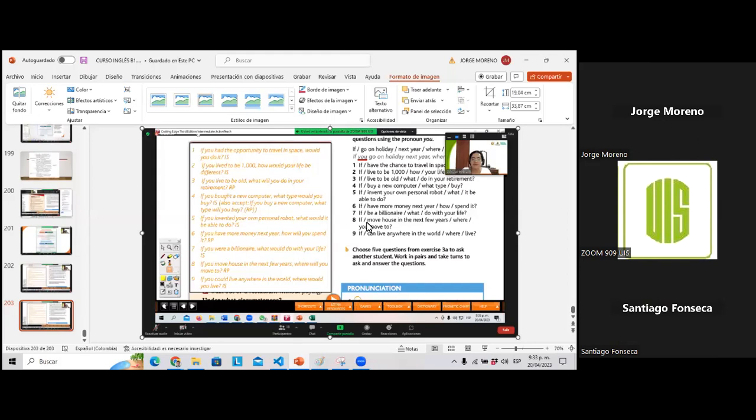Dijimos la 1, la 3, la 4, la 6. Creo que me falta una ahí. If you invented your own personal robot, what would it be able to do? I would like to spend my money with other people. I would like to help other people, and also I would like to spend my time doing the best things that I can do.